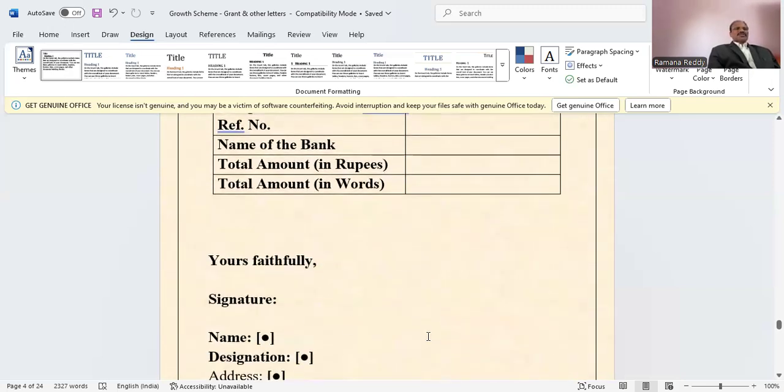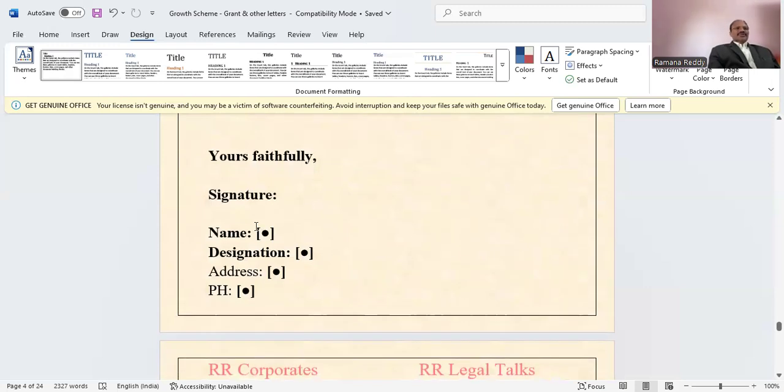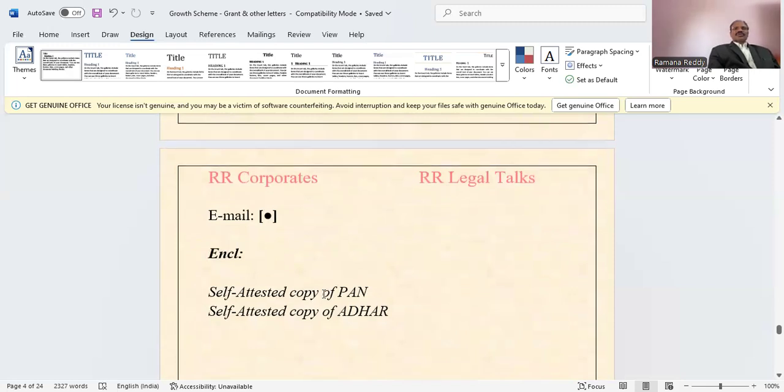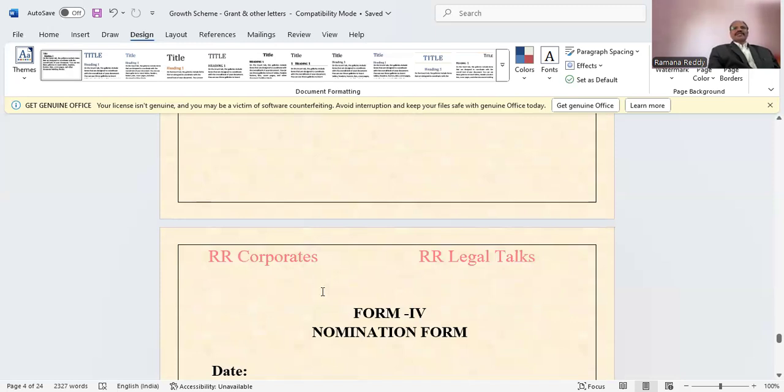All the details have to be filled in the exercise form and signed. Give details of your name, designation, address, phone number, and email ID, and enclose your Aadhaar and PAN self-attested, and submit to the NRC. This is the exercise form.